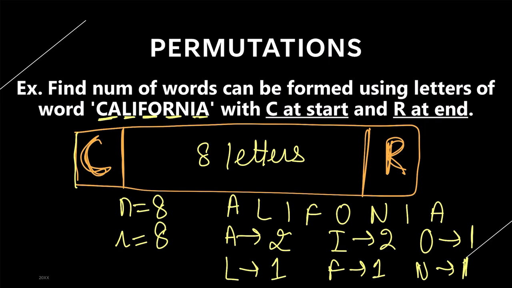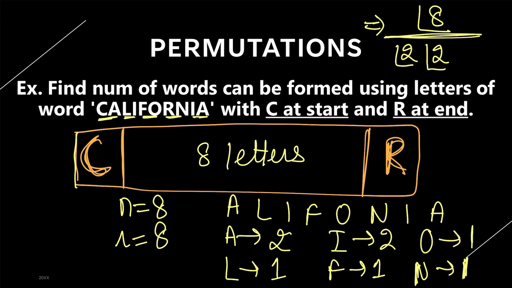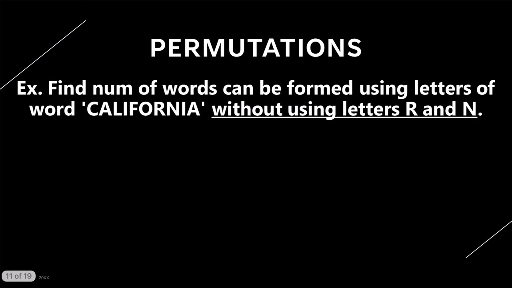A is 2, L is 1, I is 2, F is 1, O is 1, N is 1. How many letters? 8 divided by 2 factorial for A, 1 factorial for L, 2 factorial for I, 1 factorial for F, 1 factorial for O, 1 factorial for N. So I'm just skipping them. So the answer is 8 factorial divided by 2 factorial divided by 2 factorial. I hope this is clear. So C and R are fixed. You don't have to use all the 10 letters. You just have to use 8 letters. I hope this is clear.